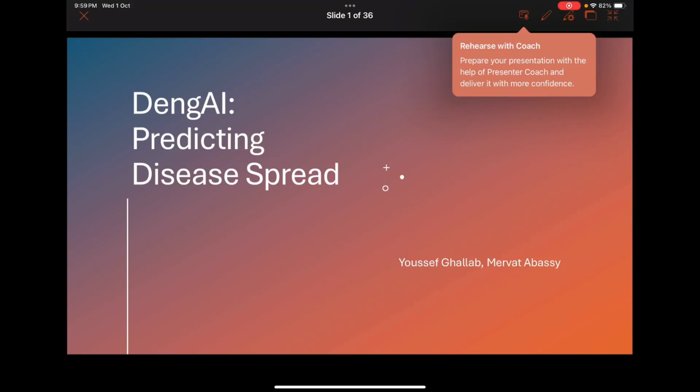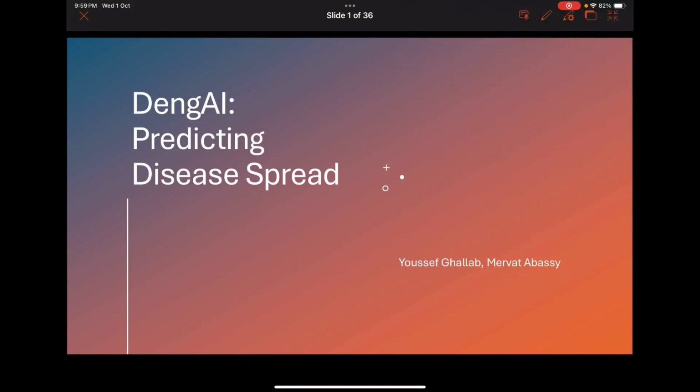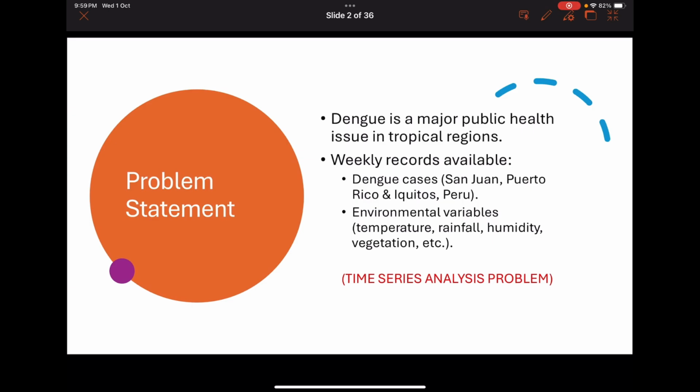Today we're presenting our work in the dengue AI predicting disease spread. This is Mirvat and my teammate Yusuf. And first we'll start by describing our problem statement.